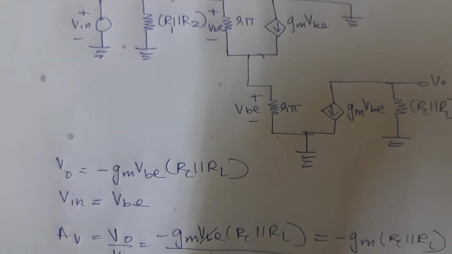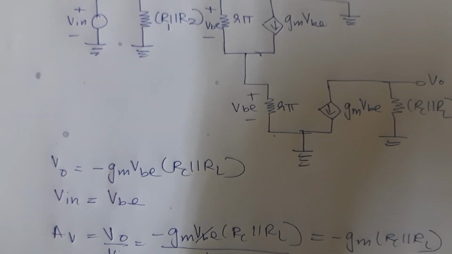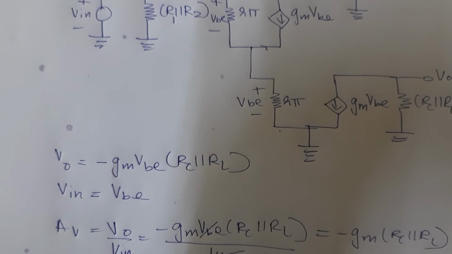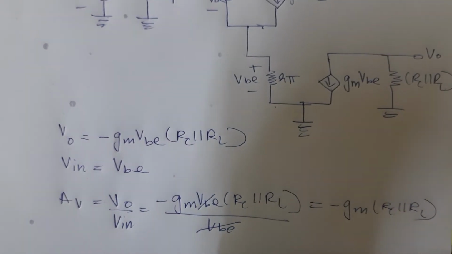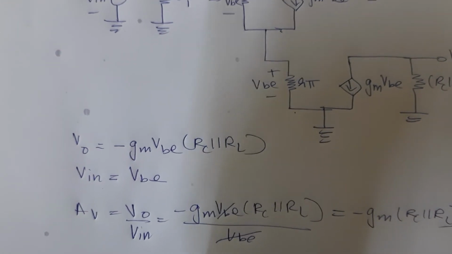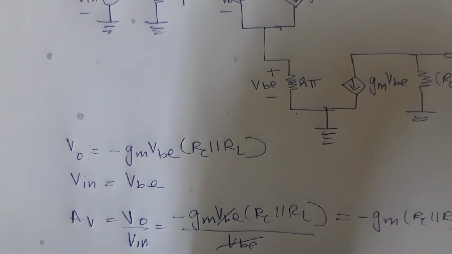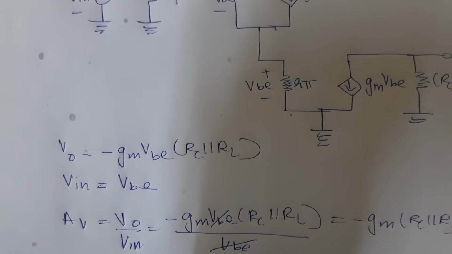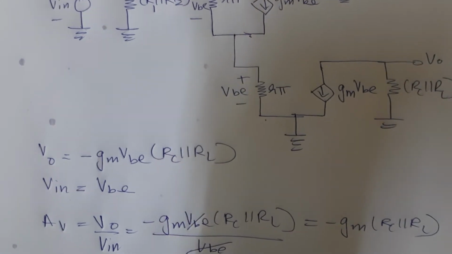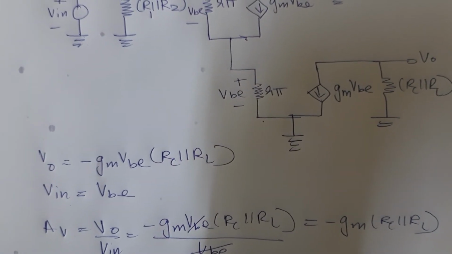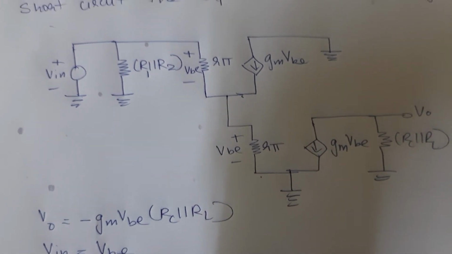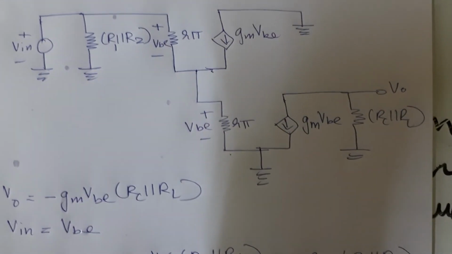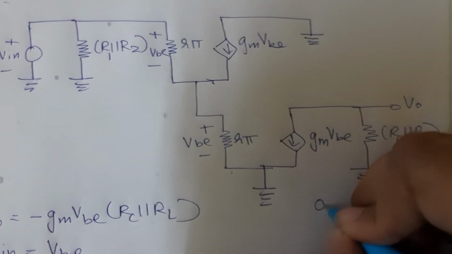So now our voltage gain AV is equal to V0 by Vin. So minus Gm into VBE RC parallel RL divided by VBE. VBE will get cancelled. Minus Gm into RC parallel RL is my voltage gain. Gm is nothing but IC by Vt here.